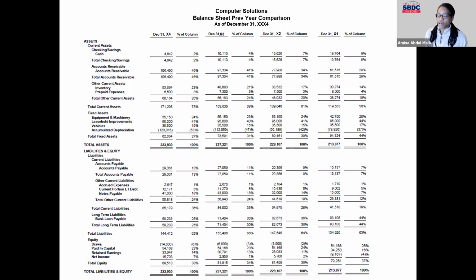Other things to note within their balance sheet: in the liability section, you'll note the bank loan payable under long-term liabilities. If you have a loan, that section should always be decreasing. You should be paying that balance down. If you're not seeing that, it indicates you're having problems paying back your liabilities, and that can indicate some challenges for someone looking at those financial statements.